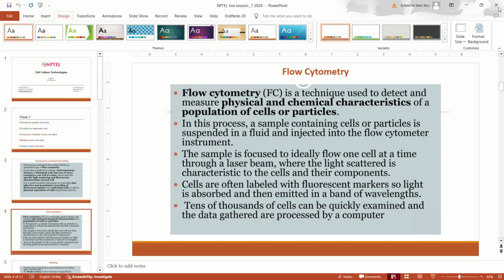Tens of thousands of cells can be quickly examined, and the data gathered are processed by a computer. So in a suspension, you can have thousands, tens of thousands of cells. All these cells will be very quickly scanned, because laser hitting, emission, excitation is all very fast. So it will quickly process your sample, and immediately the computer attached to the instrument will process and give you the FACS graph.